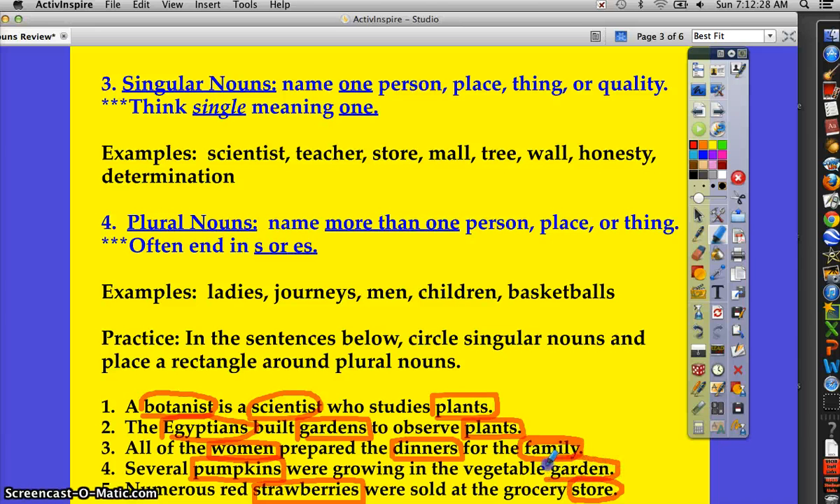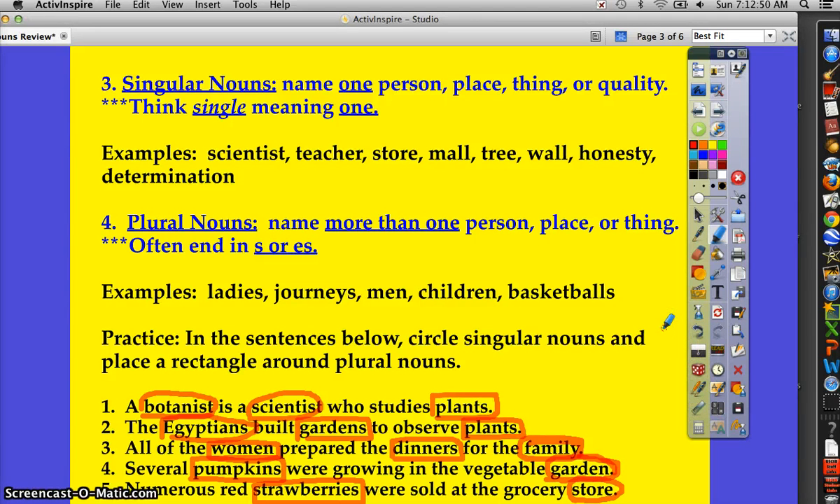I want to look back again one more time at numbers 4 and 5. Vegetable, again, was an adjective describing the garden. And in 5, numerous and red, both describing strawberries. Grocery, describing store. So do not include those adjectives with the nouns.